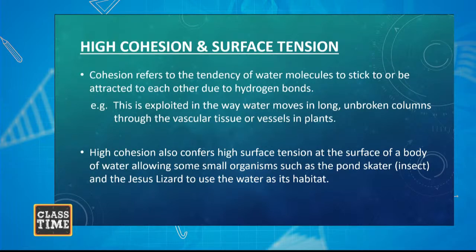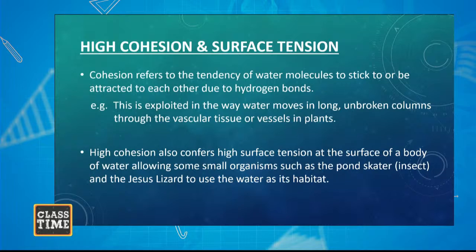High cohesion and surface tension, and I think this is the last property that you need to learn. Now, cohesion, remember, refers to the tendency of water molecules to stick to or be attracted to each other due to hydrogen bonds. And you can try this at home. If you take a coin and you place a drop of water on the coin, it tends to form a blob of water. Whereas if you do it with alcohol, it will simply spread out across the surface. The fact is, this demonstrates the attraction among the water molecules. This property is called cohesion.